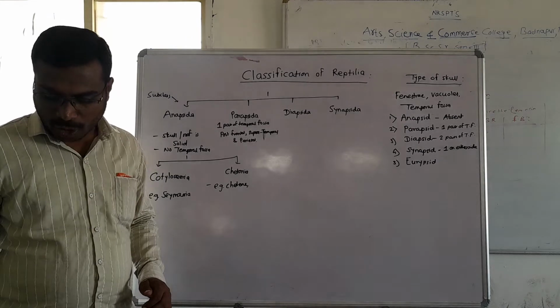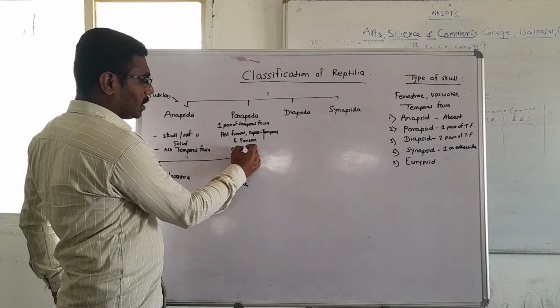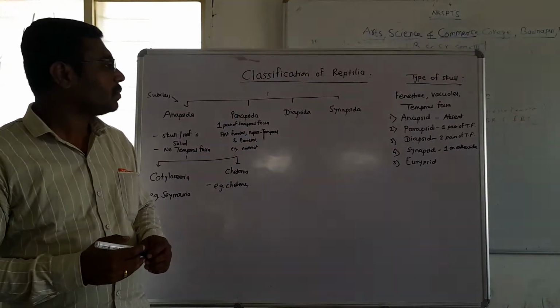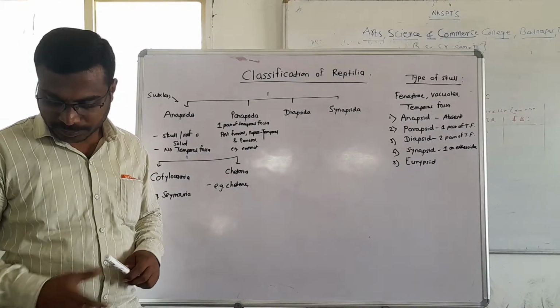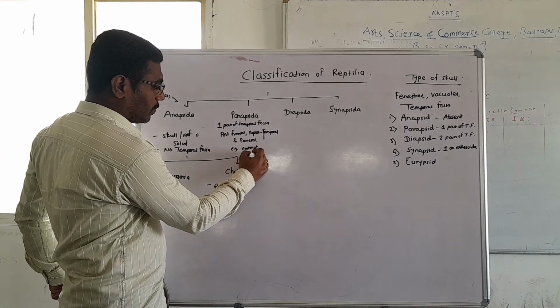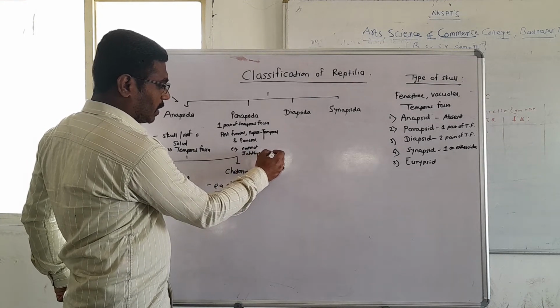Then it includes all the extinct organisms. Examples include all extinct organisms like Ichthyosaurus, etc.